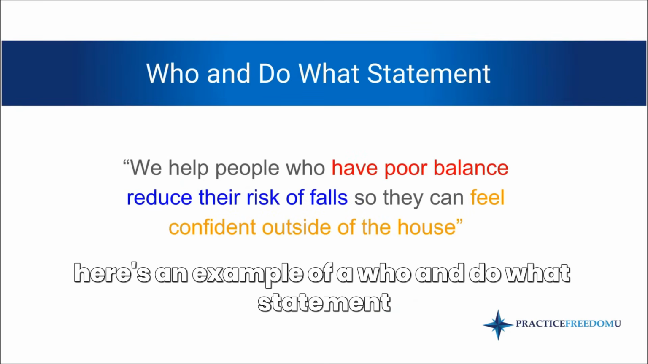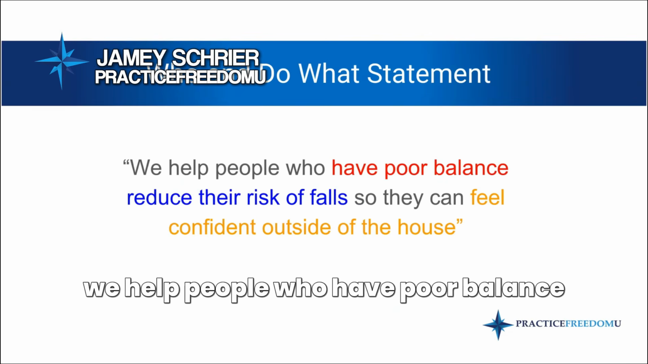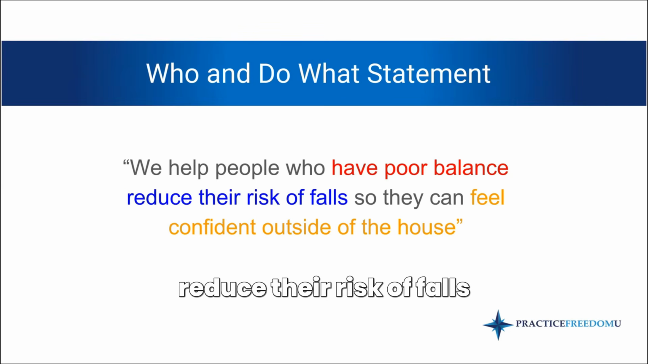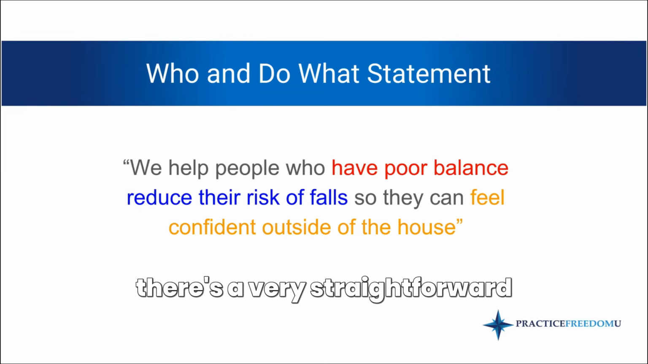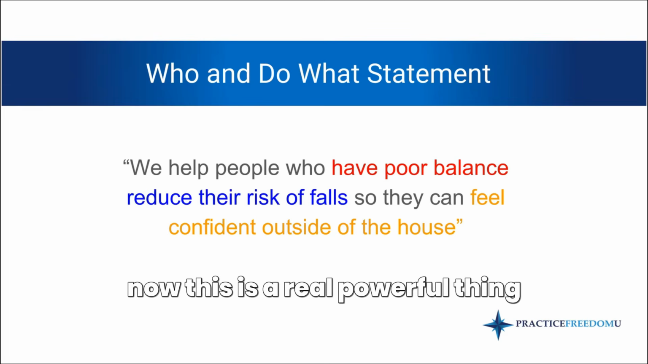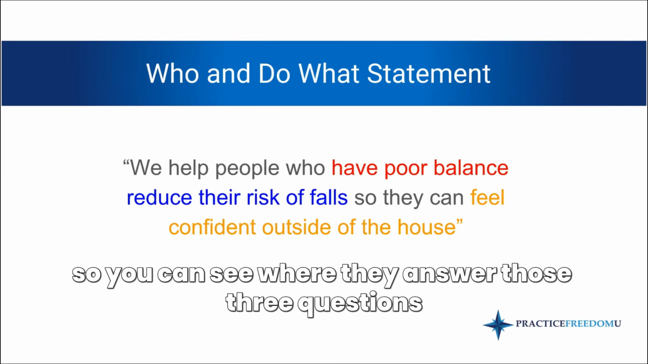Here's an example of a who and do what statement. We help people who have poor balance reduce their risk of falls so they can feel confident outside of the house. There's a very straightforward, very clear who and do what statement. Now, this is a real powerful thing, and I've put some colors on this so you can see where they answered those three questions.